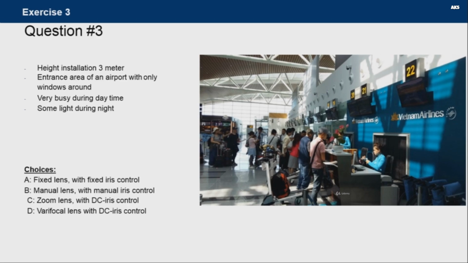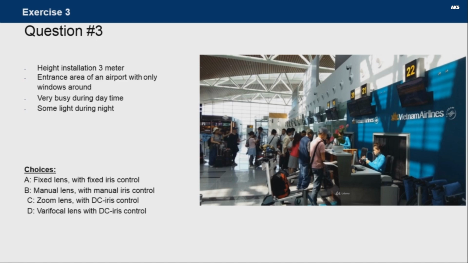Let's move now to exercise 3. So the operator requires an overview of the entrance. There is a lot of movement during day and reflection during night because of the amount of light. Some additional information: the height of the camera is 3 meters. The entrance area of an airport with only windows around. This is very busy during daytime, that means scenery, and some light during night.